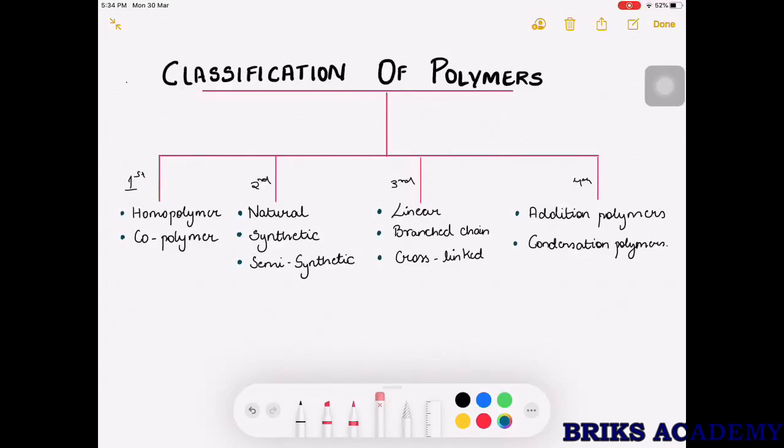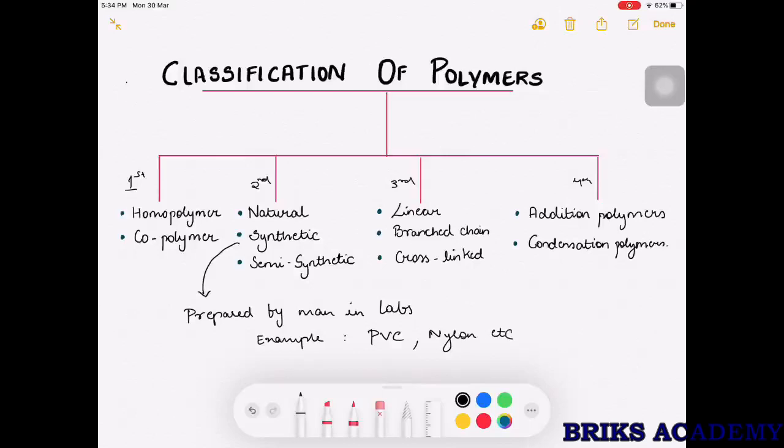And the second type of classification is synthetic polymers. These are the polymers which are prepared by humans in laboratories on a big scale. For example, consider PVC, also called polyvinyl chloride, and nylon.